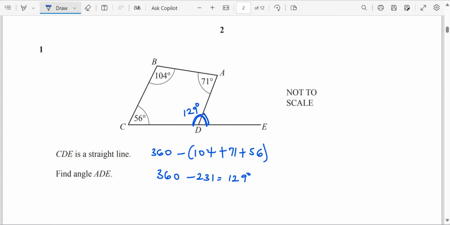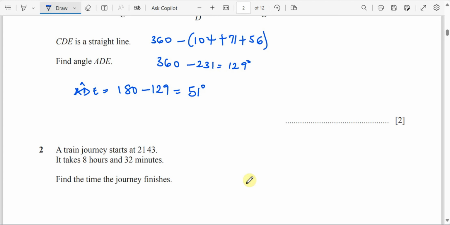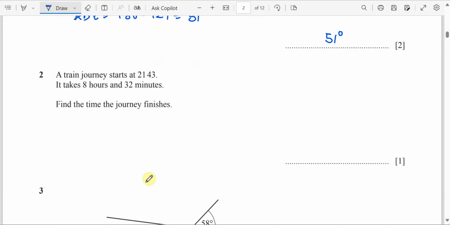Angle AD and this angle here are angles on a straight line. So angle AD equals 180 minus 129, and that's going to give us 51 degrees. So we'll write our answer. Angle AD is 51 degrees. So move to question 2.